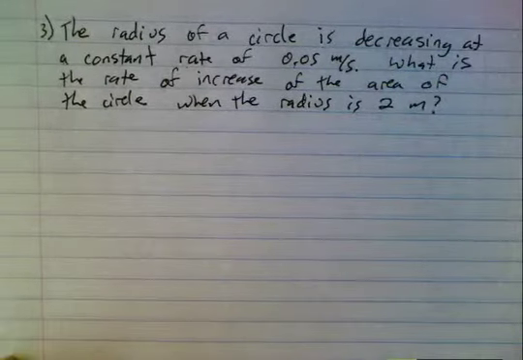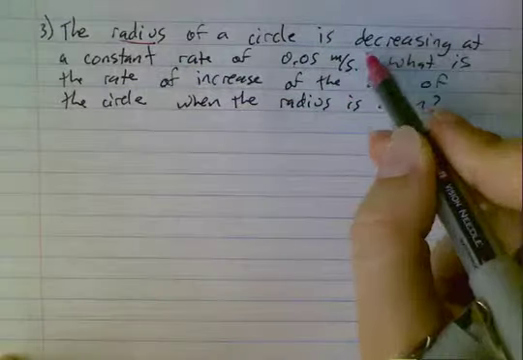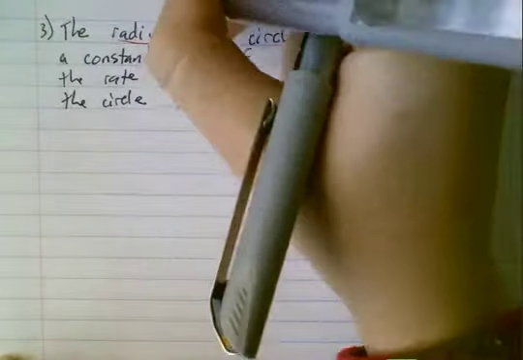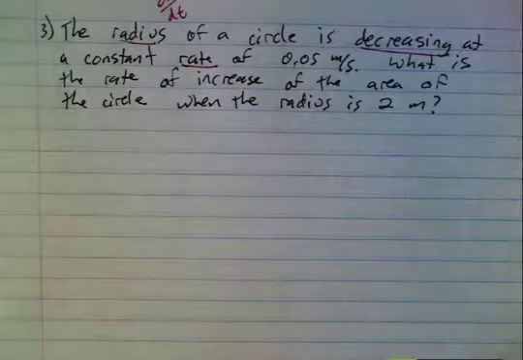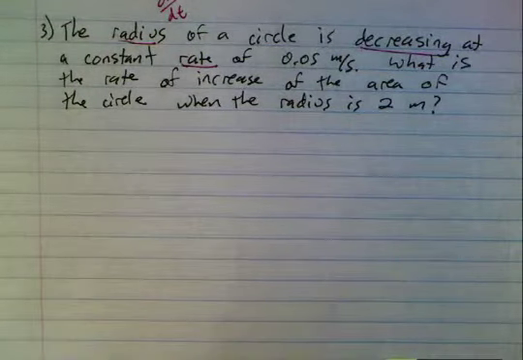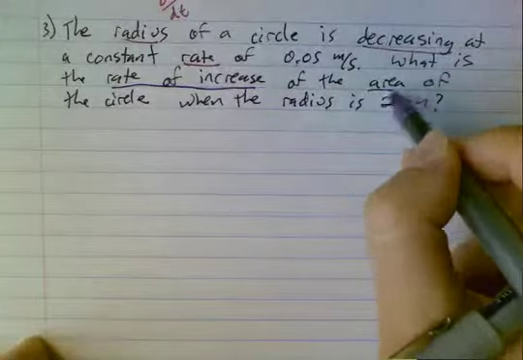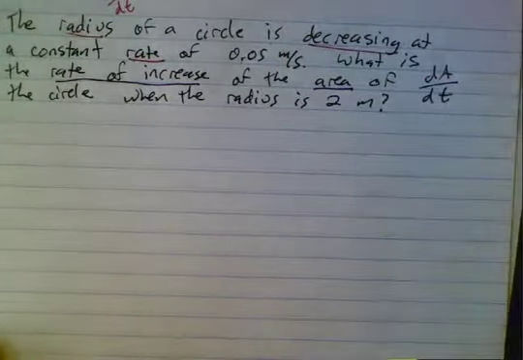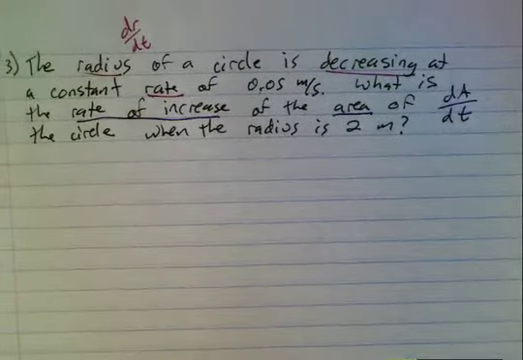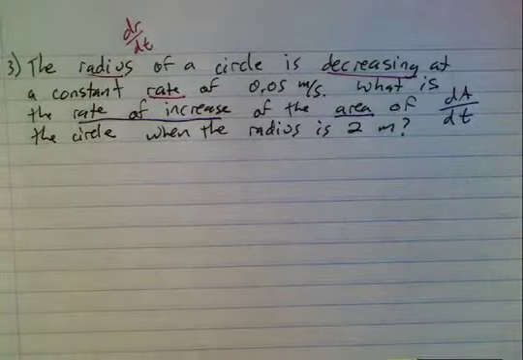Okay? Radius of the circle decreasing at a constant rate, so that means dr dt. What is the rate of increase of the area? That's going to be, let's call it dA dt. You can pick other letters if you want. You just want to have something that's representative of that.